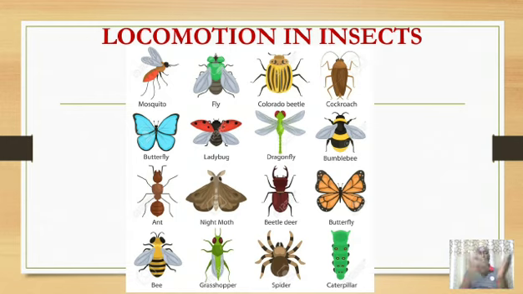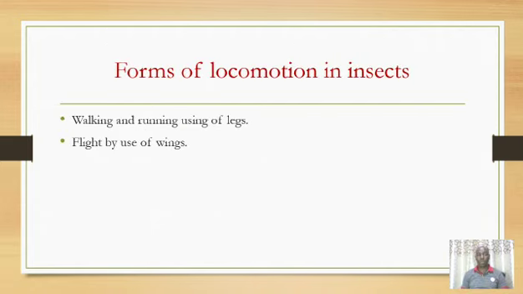How do these insects that we are seeing locomote? How do they move from one place to another? Insects locomote in two main ways. One, insects locomote by walking and running, using legs. If you've been observant, you've seen a cockroach walking. You've seen a cockroach increasing speed, thereby running. So insects can locomote by walking and running using the legs.